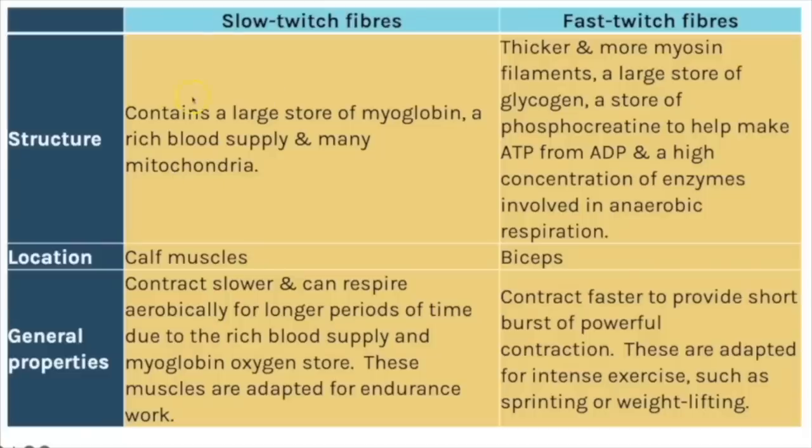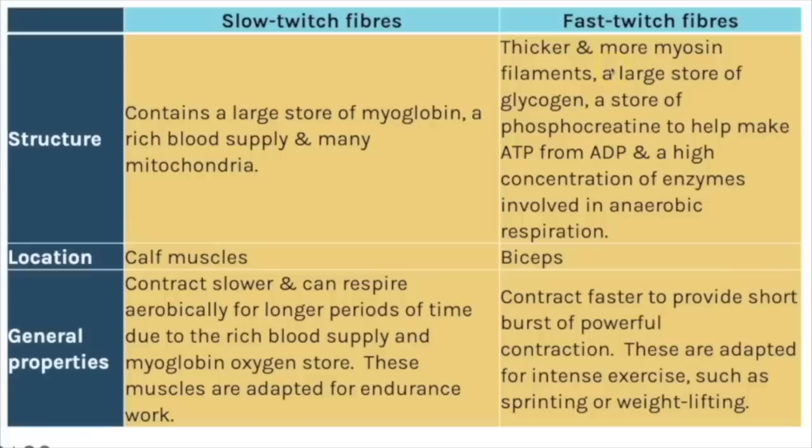So all of those structures link to the fact that these slow twitch fibres do contract slower, but they respire aerobically and for longer periods of time because of those structural adaptations. And that is for exercises which are going to be endurance, or it could be just regular exercises as well, just regular movements, nothing intensive. So for example, calf muscles when you're walking.